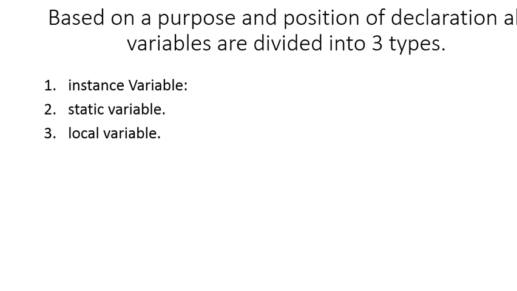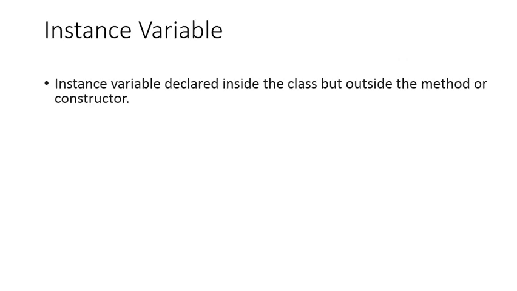Based on the purpose and position of the declaration, all variables are divided into three types. The first one is instance variable, second one is static variable, and the third one is local variable. Let's see one by one. First we discuss the instance variable. Instance variables are those variables which are declared inside the class but outside the method or constructor. Constructor we will discuss in the next topic, for now we just have to be aware of what an instance variable is.